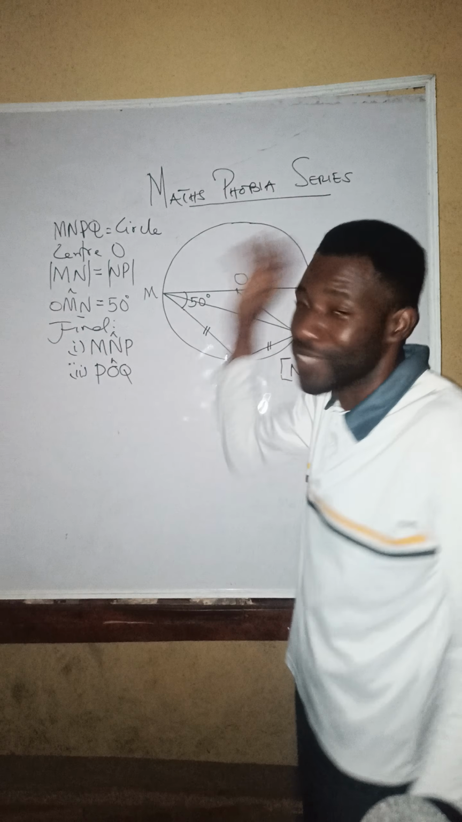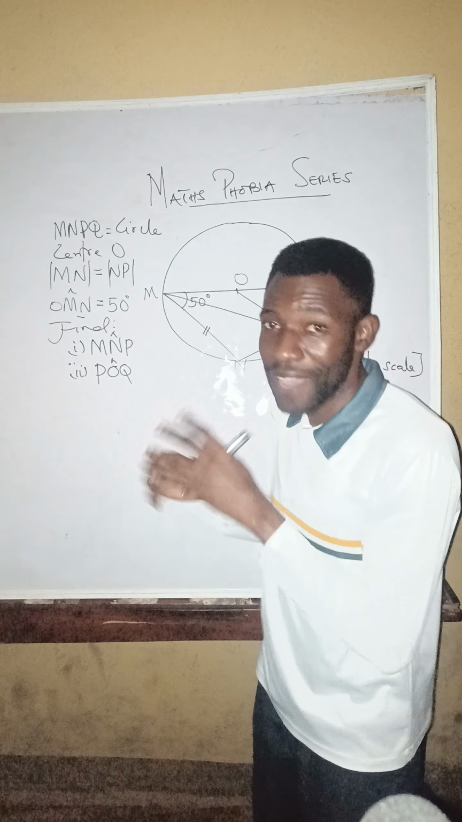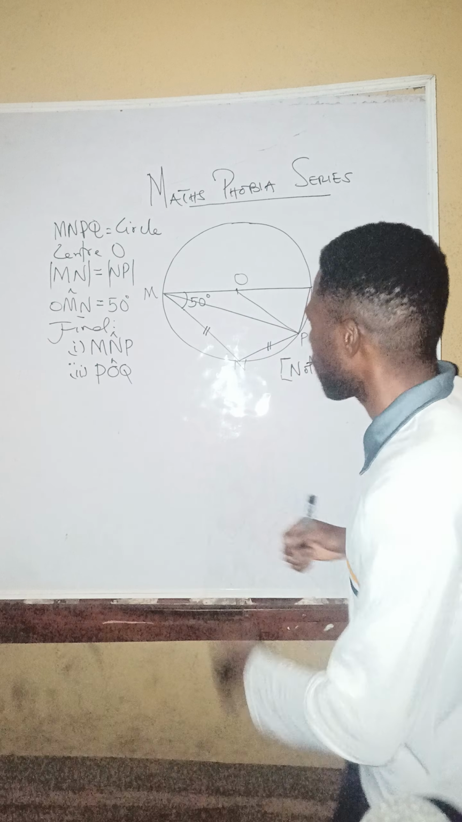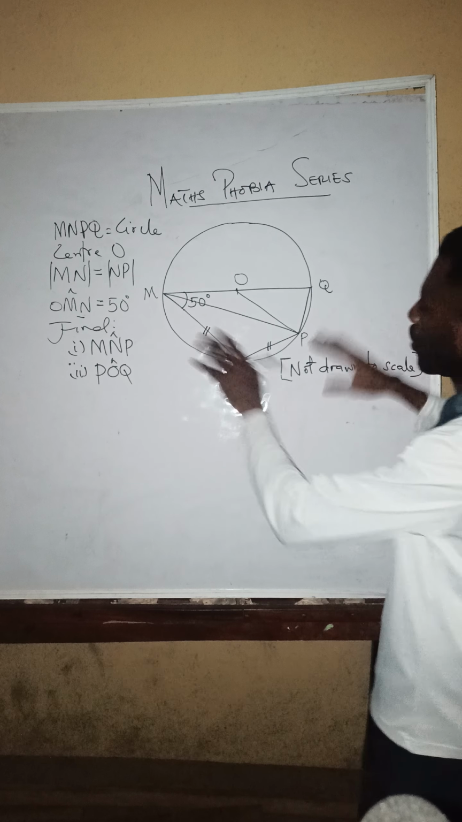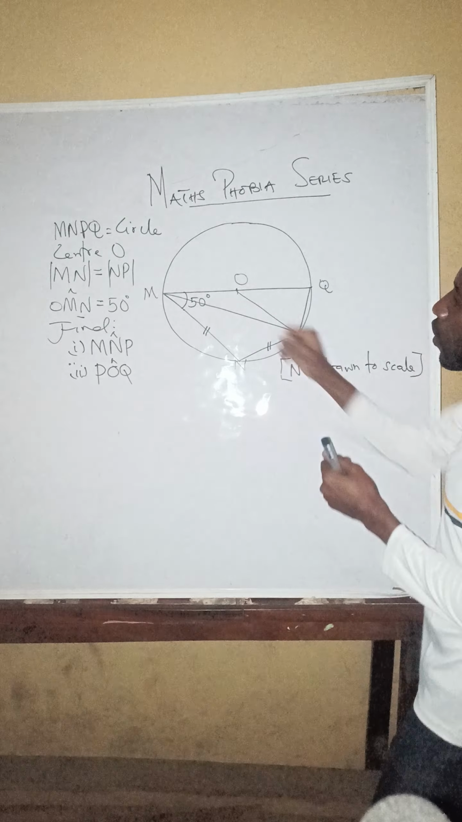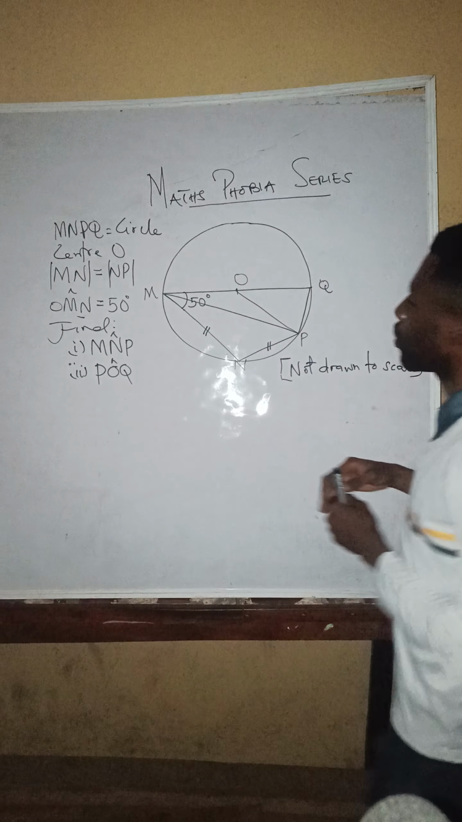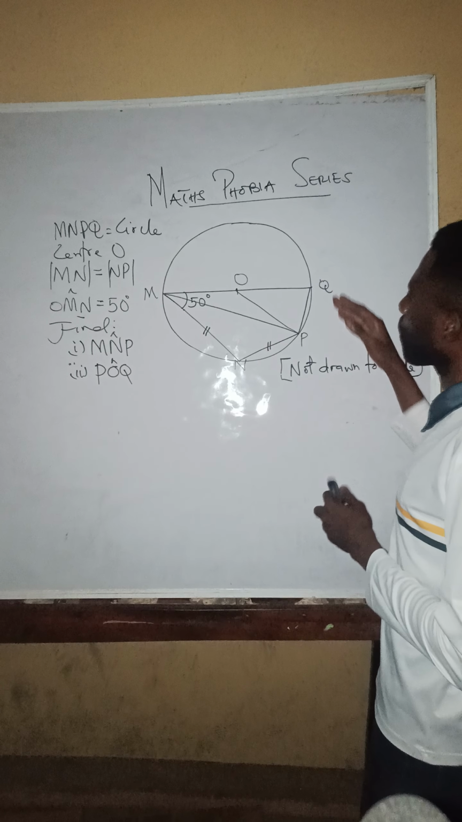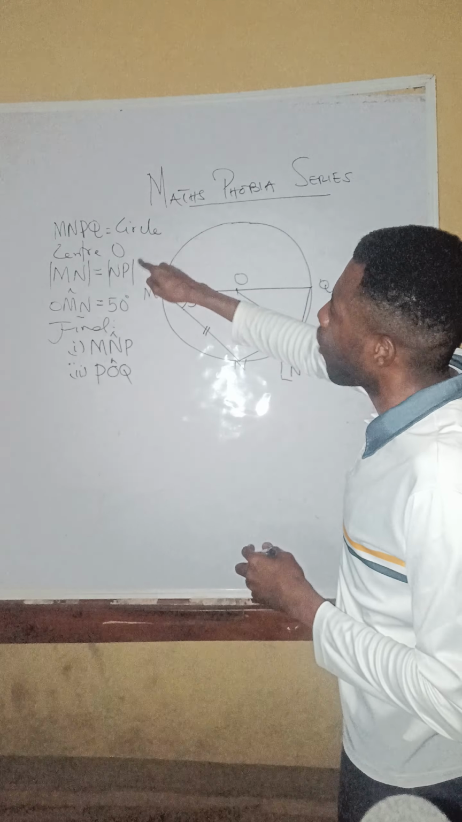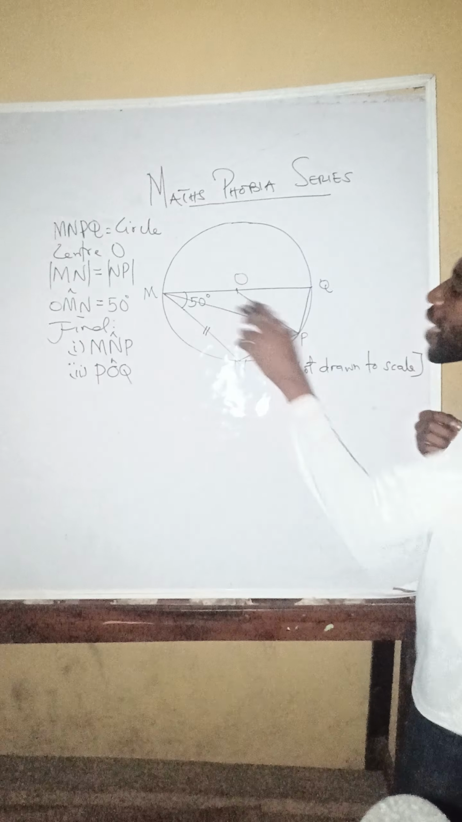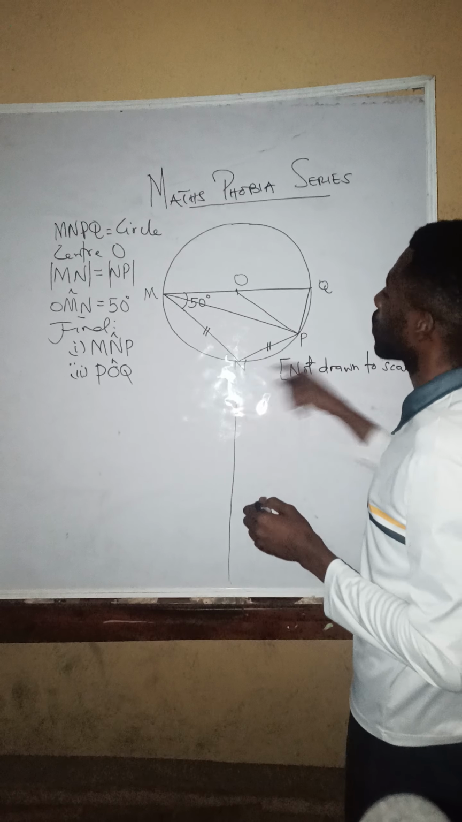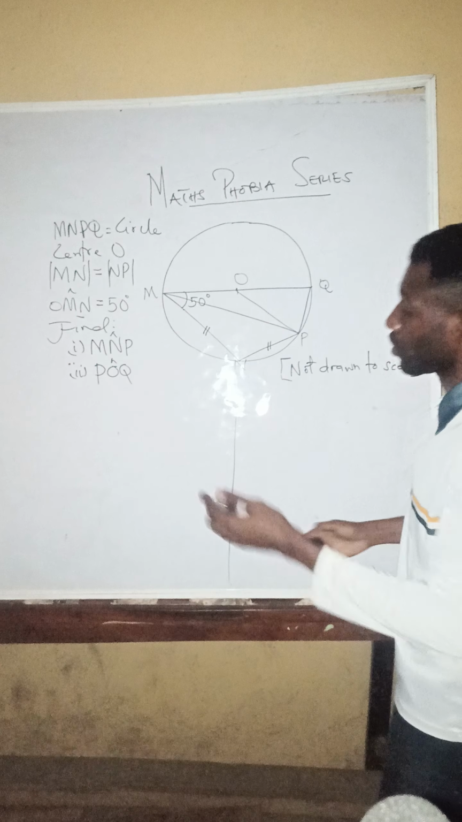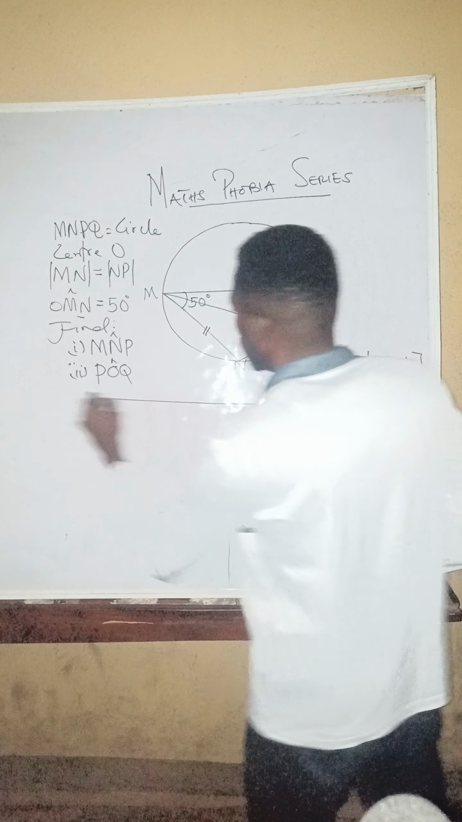Okay, we're still on circle geometry, so let's quickly dive into this. We don't have time to waste. Follow me. Now we have this question. It's not drawn to scale, so just use a rough sketch. MNPQ is a circle with center O. MN equals NP from what we have here, showing that it's an isosceles triangle. Alright? Now, what else do we have?